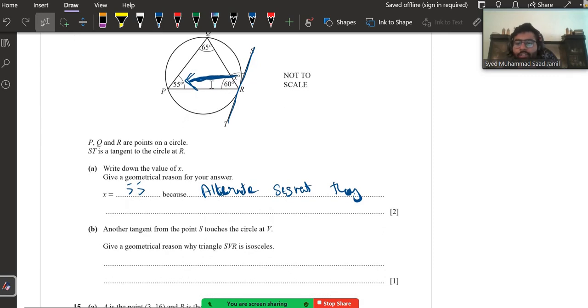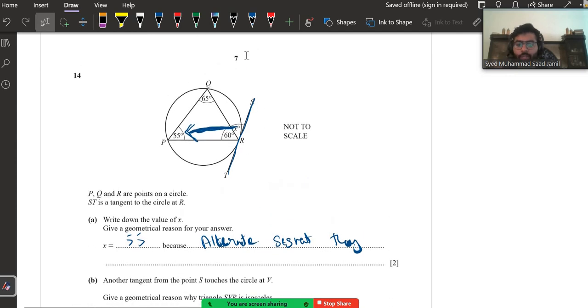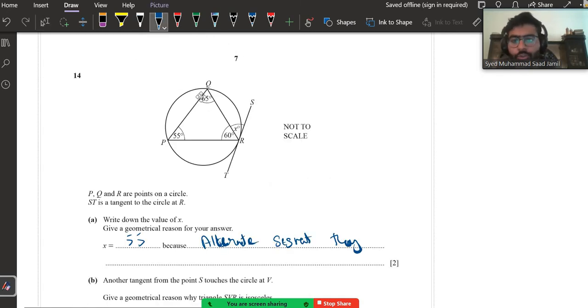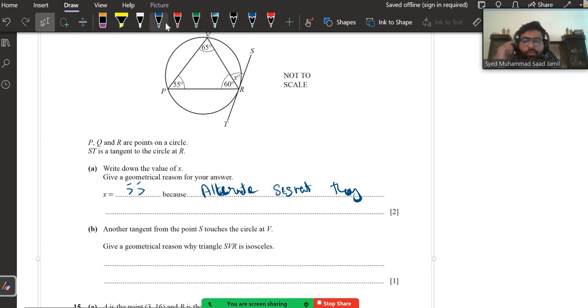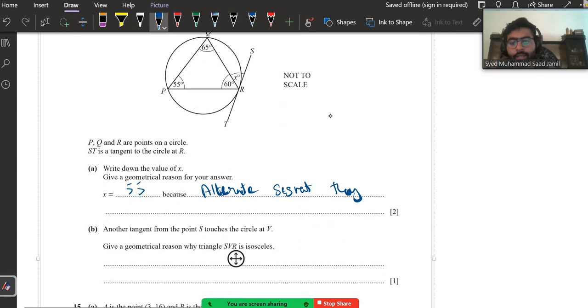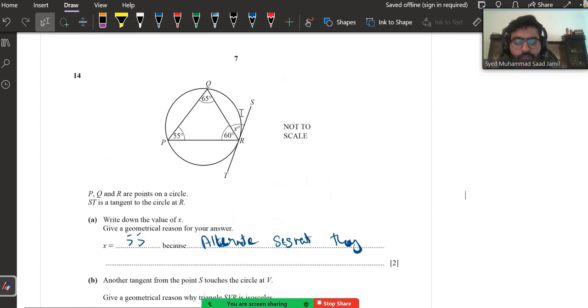Now another tangent from point S touches the circle at V. Give a geometrical reason why triangle SVR is isosceles. Most students won't be able to understand this question because they do not make a diagram, and they are not able to make a diagram because they are not able to understand the question. It says another tangent from S touches the circle at V.